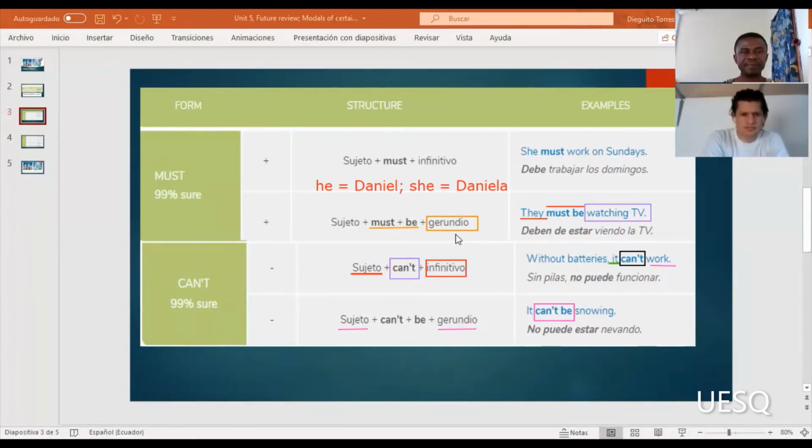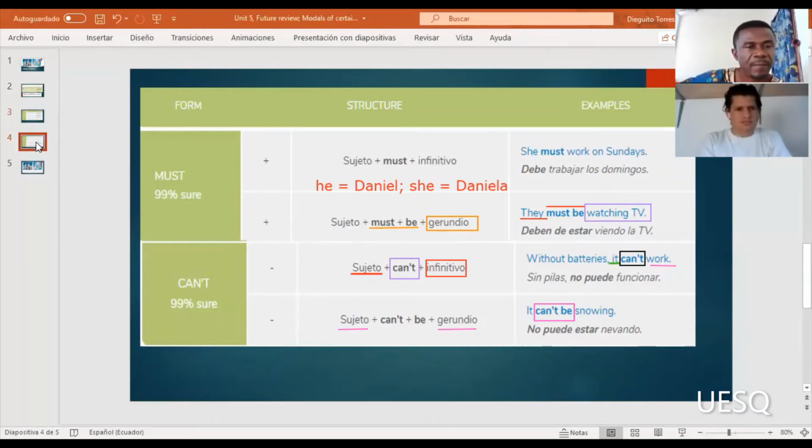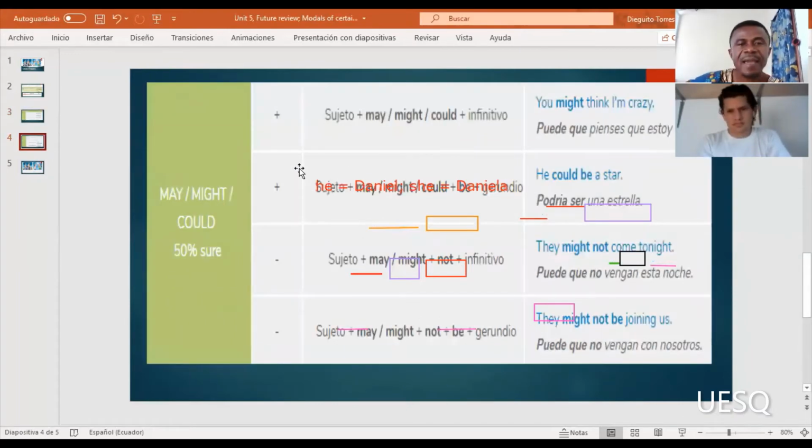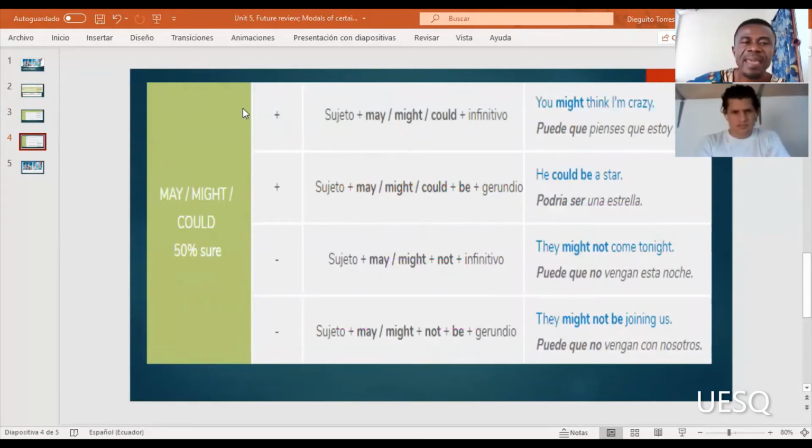If we look at the other slide, you must follow the examples in your books as well. We have may, might, and could, and that one has 50% surety. So let's look at how the formula also works for this. For the first one, might, may, and could, the formula is, as usual, the subject plus anyone you want to use, may, might, or could, plus infinitive.